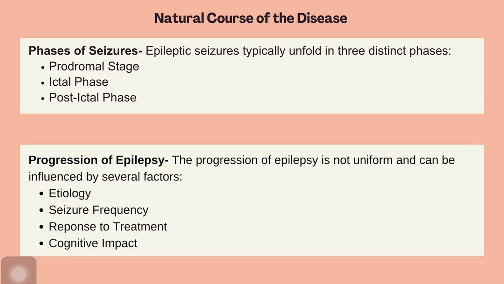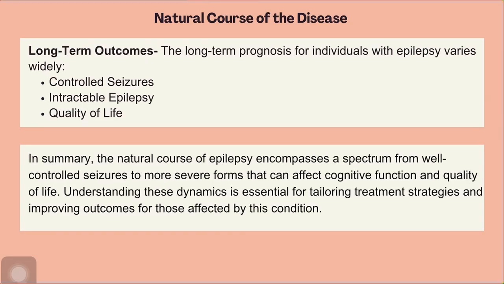The progression of epilepsy is not uniform and can be influenced by several factors such as etiology, the seizure frequency, response to treatment, and cognitive impact. Long term outcomes. Prognosis for individuals with epilepsy varies widely. The control of seizures, intractable epilepsy, and the quality of life.